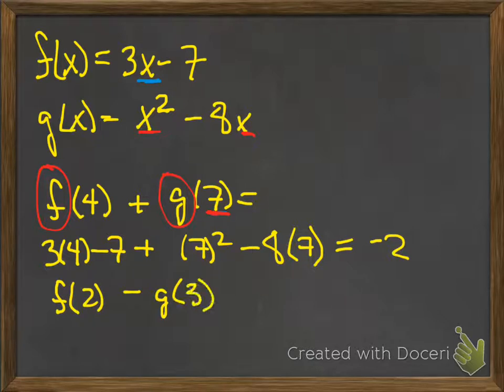So when I see something like f of 2 minus g of 3, I'm basically saying 3 times 2 minus 7, seeing what I get for an answer, and then minus 3 squared minus 8 times 3, which is negative 15, and then get my answer. So the idea here is, again, what can we do to simply get quick answers.